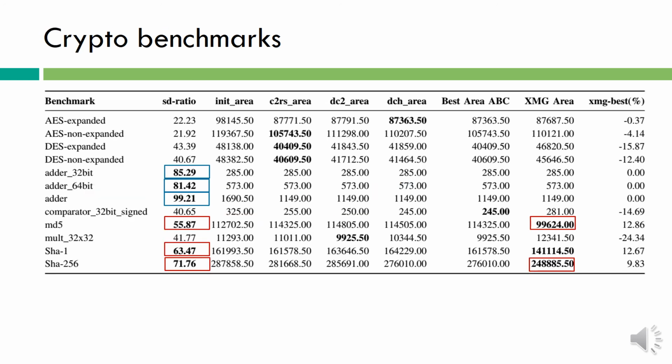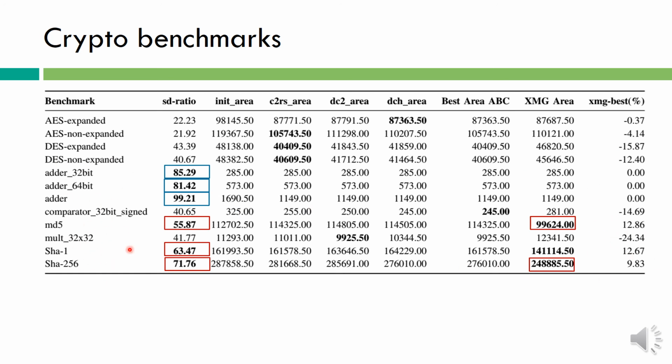Then we come to cryptographic benchmarks. Now, in cryptographic benchmarks, we can see that the self-duality is much higher. We have multiple adders which obviously have higher self-duality, but again, they have the same problem that these are very small, and hence they all reach the optimal area.